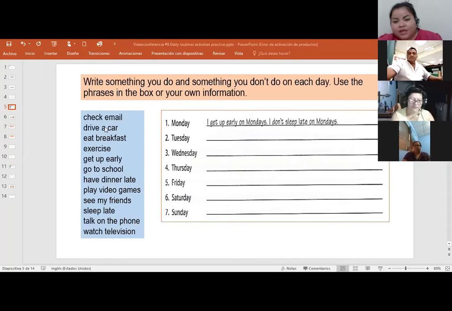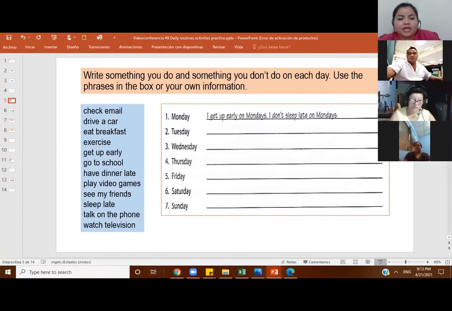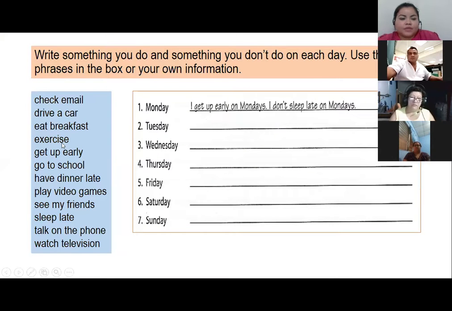This is vocabulary that you can use for everyday activities if you happen to do those activities every day, right? We have the activities here: check email. Drive a car. Eat breakfast. Exercise. Get up early. Go to school. Have dinner late. Play video games. See my friends. Sleep late. Talk on the phone. Watch television. Right.